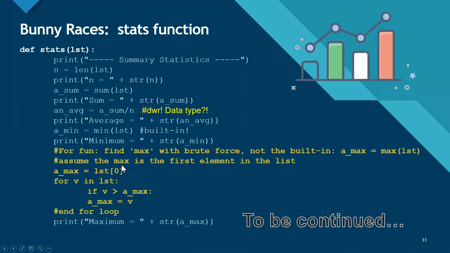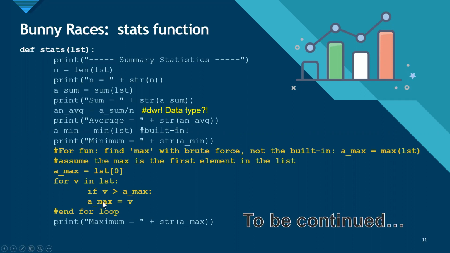But the idea there is I look at my list and look at the 0th element there, and I assume that that's my maximum. Then I'm going to iterate through my list. That's a fancy word, isn't it? Iterate for v for value in your list. If your value is larger than max, oh my gosh, that's embarrassing.